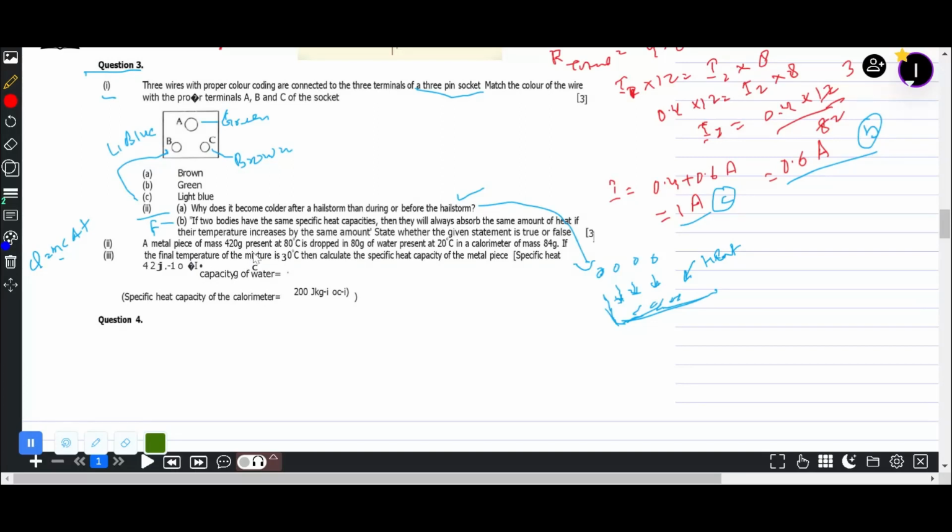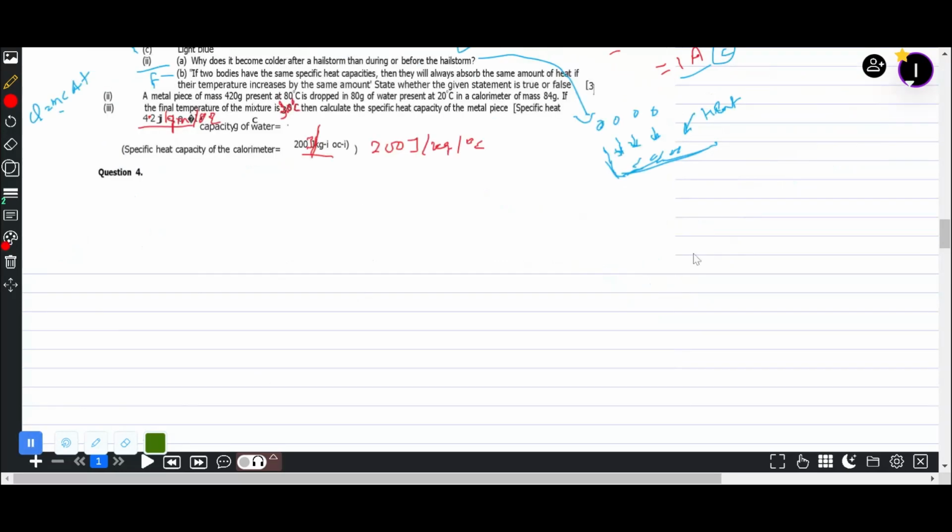Next is a metal piece of mass 420 gram at 80 degrees centigrade, dropped in 80 gram of water at 20 degrees centigrade, in a calorimeter of mass 84 gram. If the final temperature of the mixture is 3 degrees centigrade, calculate the specific heat capacity of the metal piece. I think there's some misprint. So give me a moment, I'll get you the correct numbers.